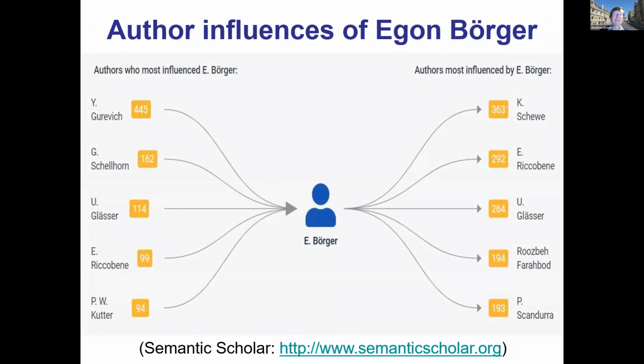So I've looked at some visualizations. This is Egon Börger in his ASM network, so you can see people who have influenced him and people that he's influenced there. If you go onto Semantic Scholar, that's got some quite nice ways of visualizing how communities are interacting through papers and so on.